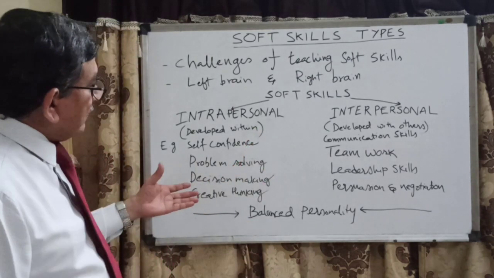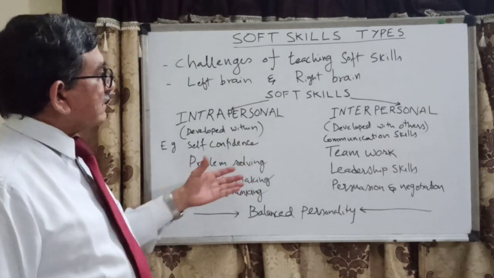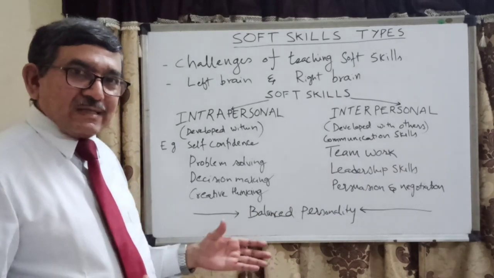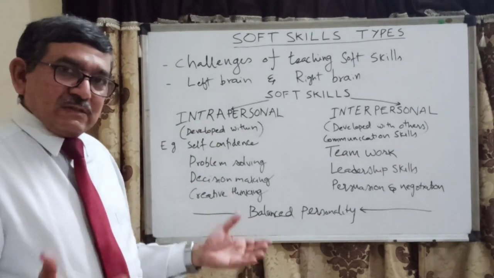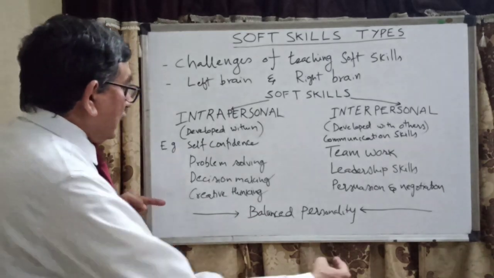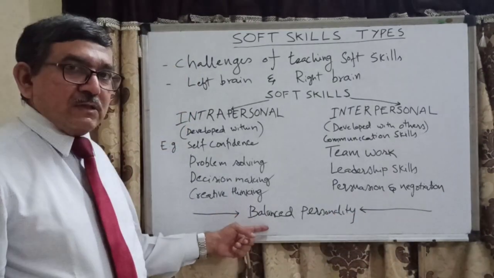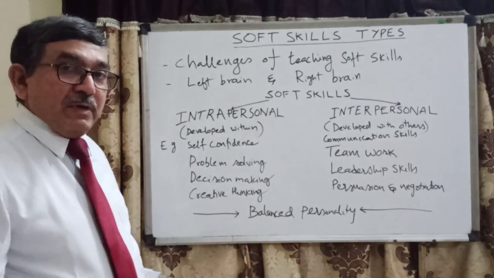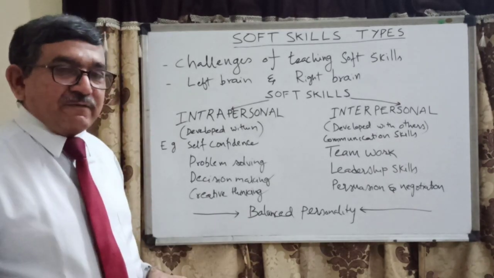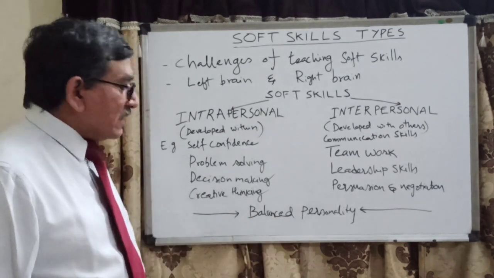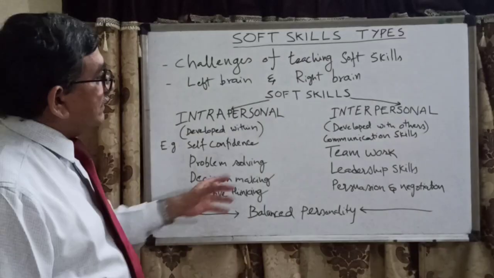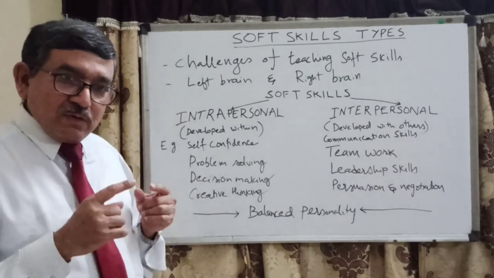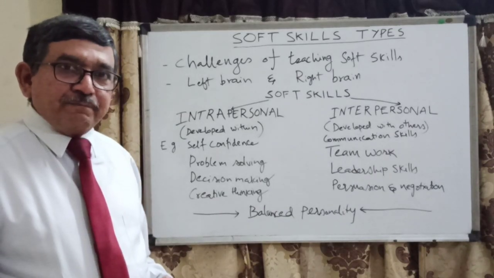Like that, these skills, interpersonal and intrapersonal skills, they should complement each other. Then only you are successful. That's why these two should converge to make you successful in life. That's how you should possess a balanced personality with a combination of these two. Then you are successful in your life.